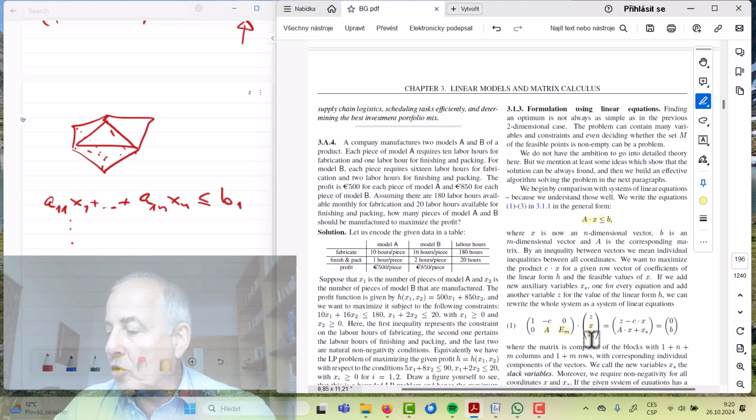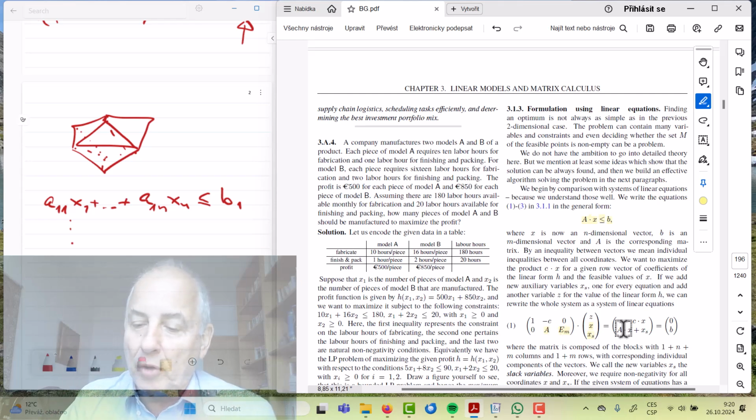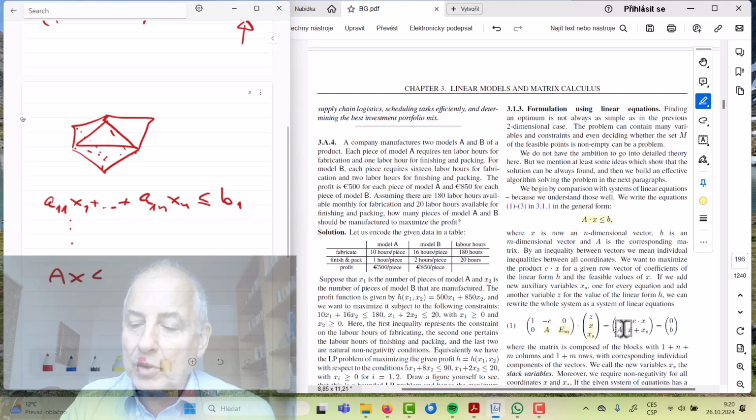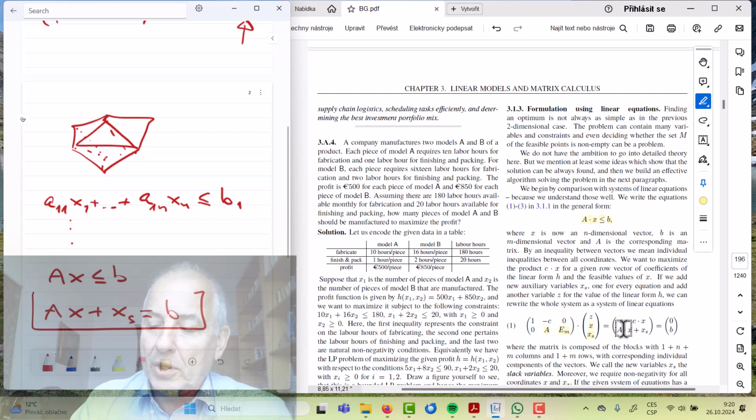And then, of course, because it's the unit matrix, instead of the inequality A times x less than or equal to b, we get the equality A times x plus unit matrix times the slack variables equals b, right? So this is the new thing. We end with the equation.